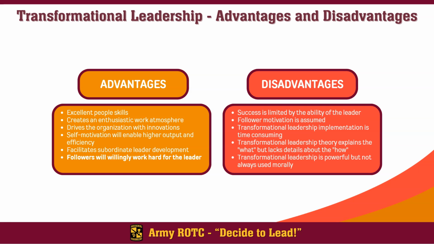Now, what are some of the disadvantages? Well, the success is limited by the ability of the leader themselves. And we just assume that there's some follower motivation there. Transformational leadership implementation is extremely time-consuming. It takes more mental, emotional, and physical effort. And this theory actually explains the what, but it doesn't necessarily give details on the how. And transformational leadership is very powerful, but it's not always used morally.